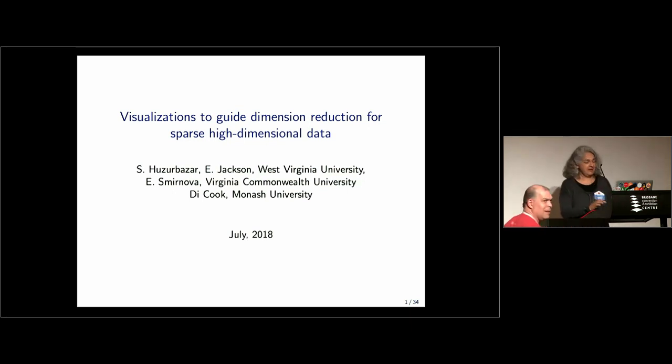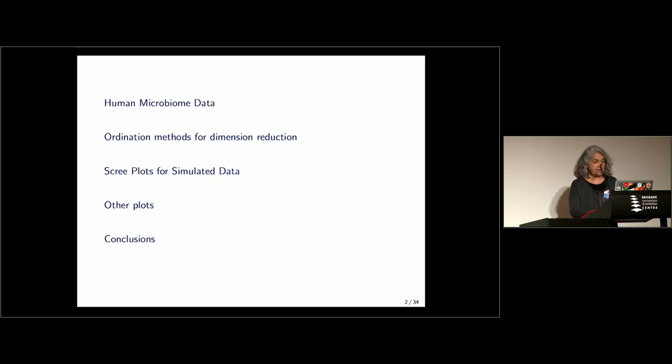So Jeannie Jackson, Katya Smirnova, and I have been trying to come up with ways to think about dimension reduction for the data, and then recently Di Cook gave us a couple of ideas, but all of the messes in here are mine.